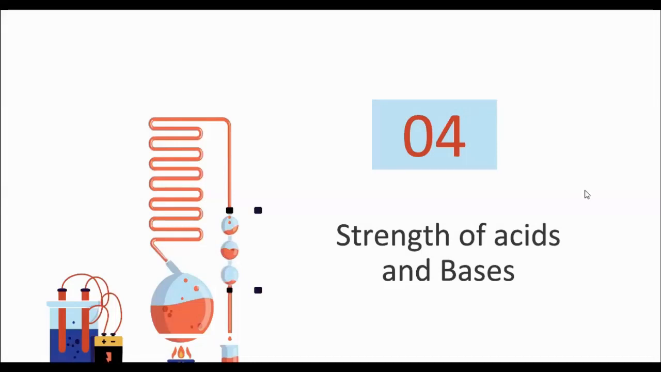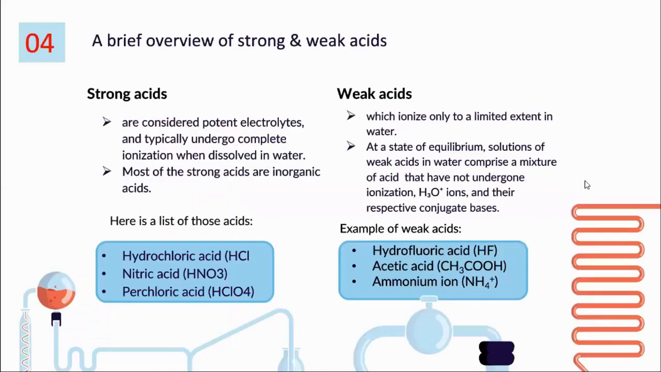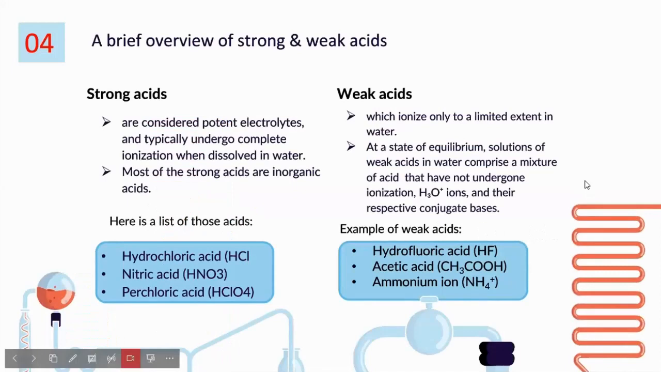Now let's proceed to the strength of acids and bases. Strong acids are considered potent electrolytes, and for practical purposes, they are typically presumed to undergo complete ionization when dissolved in water. This means that they effectively break down into ions, contributing to the high conductivity of the resulting solution. Most of the strong acids are inorganic acids. Here is a list of those acids. It includes hydrochloric acid, nitric acid, and perchloric acid.